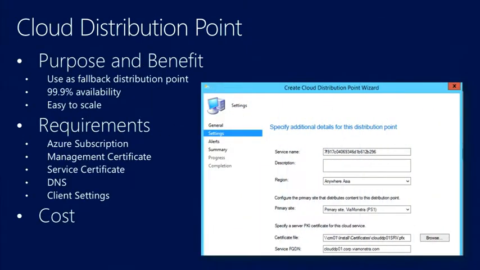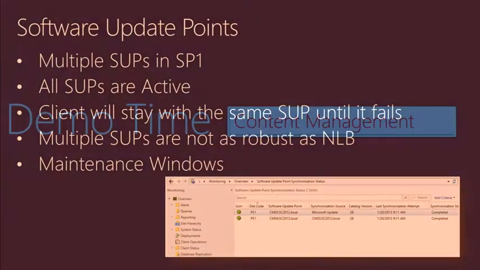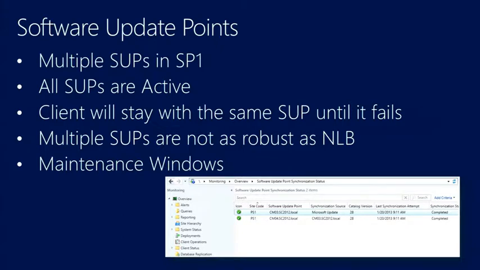The cloud distribution point, I did show you that, and I will demo that. Software update points. So you can have multiple software update points now if you want to. And in my opinion, what I've learned is do it if you need it. If you don't, if there's nothing wrong today with your WSUS server, don't install a second software update point if you don't need it. If you need it, definitely it's worth it.